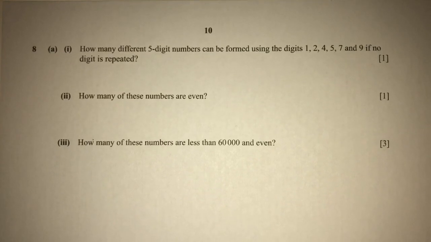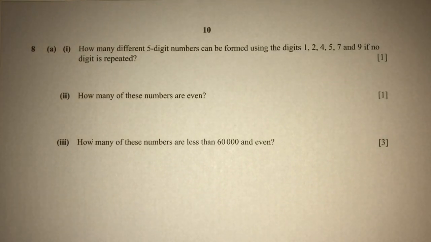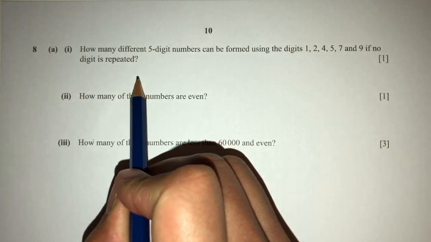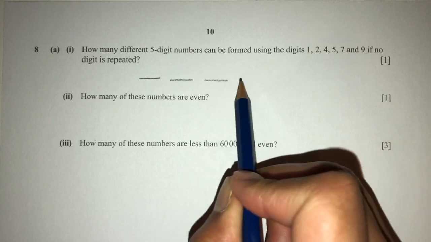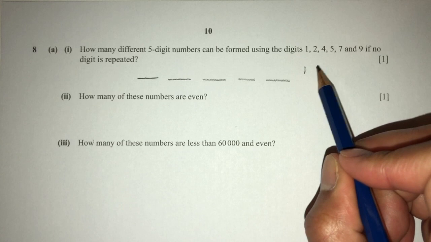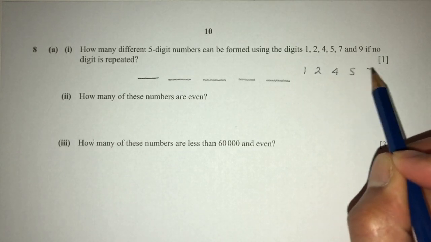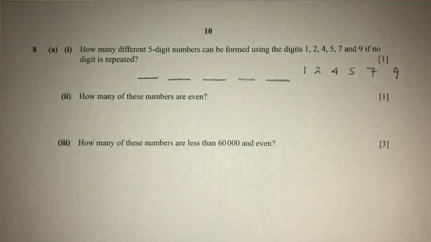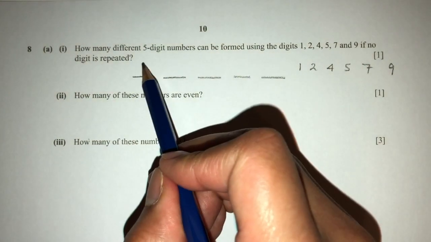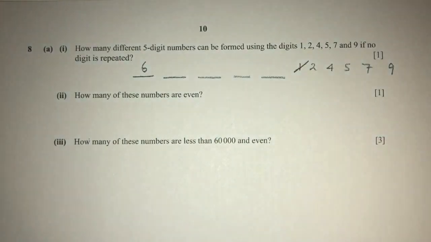Now let's move on to question number 8. How many different 5-digit numbers can be formed using the numbers 1, 2, 4, 5, 7, 9 if no digit is repeated? So pretty easy. So let's say we have 5 spaces because we want to form a 5-digit number. Now from this list I have 1, 2, 4, 5, 7, 9. I have 6 numbers. So for the first number I can choose any of those numbers, so I have 6 choices. Let's say I choose 1.